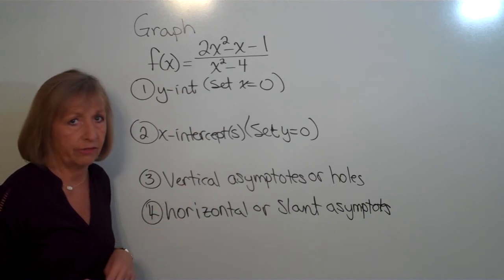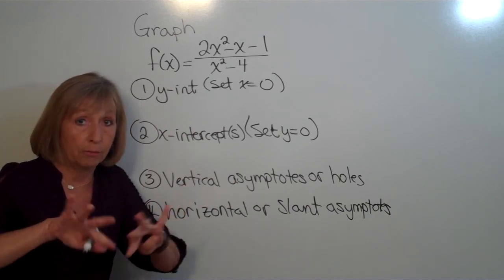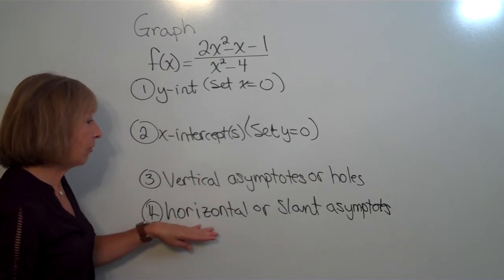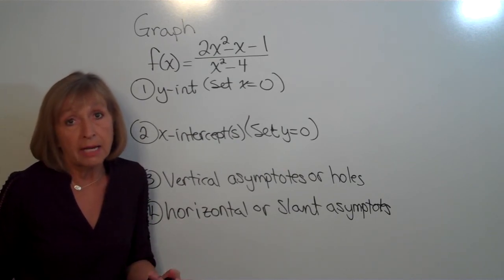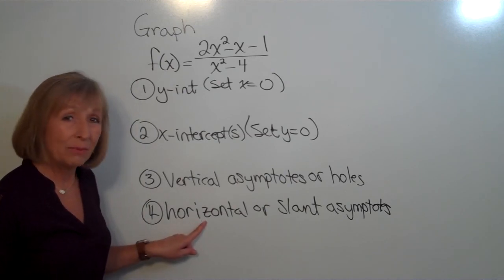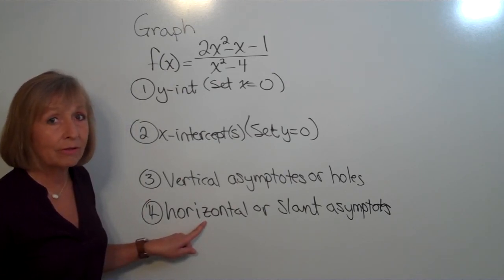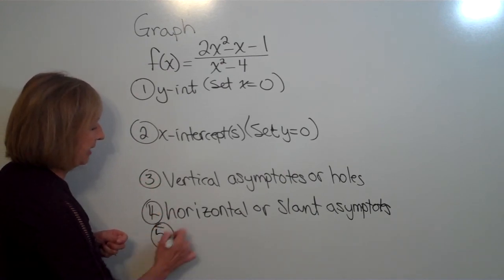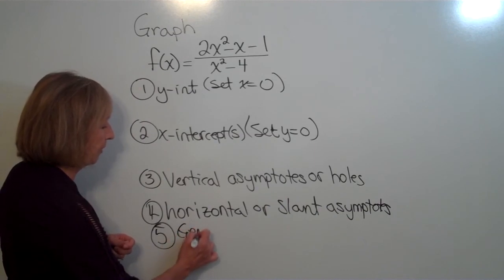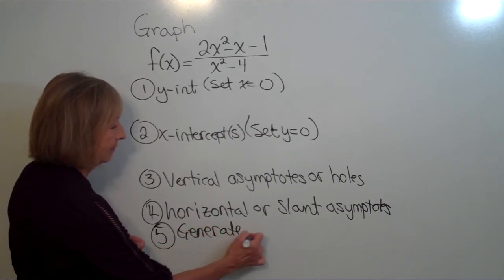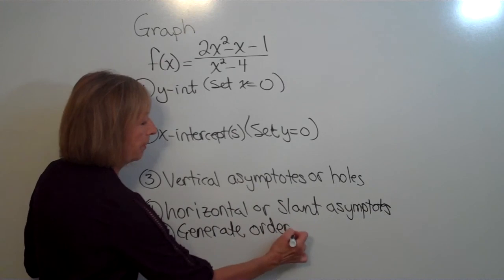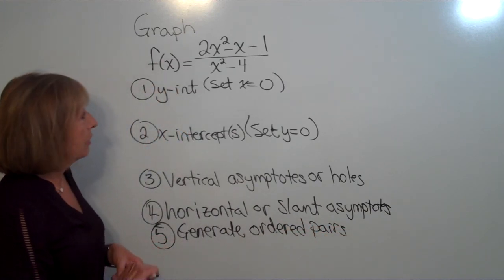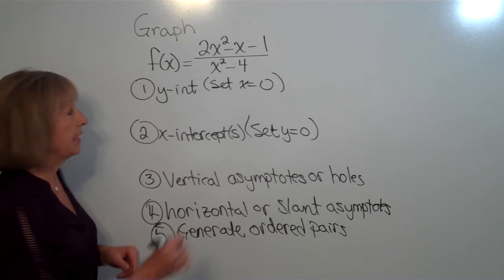Graphs will never cross a vertical asymptote. There won't be a point on it. There'll be graph on either side of it, but there won't be a point on it. And for horizontal or slant asymptotes, sometimes you might have a point on it, because they really tell you more the end behavior of the curve than actually what's happening in the midst. And then 5, we always like to get some points, so we'll generate points, so ordered pairs, and plot it out.